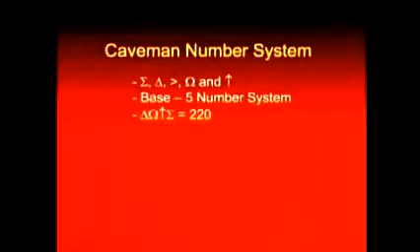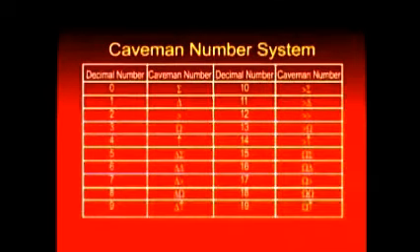Let us see how delta, omega, arrow, and sigma represent 220 in decimal. The caveman can represent the first 5 numbers, that is from 0 to 4, using a single digit of the caveman number system. So sigma, delta, greater than, omega, and arrow represent decimal numbers 0 to 4. To represent the numbers 5 to 9, the caveman uses a combination of 2 digits. The most significant digit is set to delta, whereas the least significant digit varies from sigma to arrow.